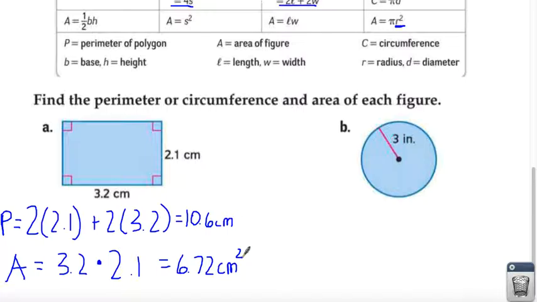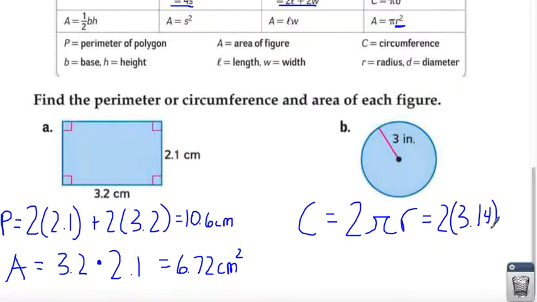For the circle, we don't have a perimeter, but we have a circumference. The circumference is equal to 2 times pi times the radius, which equals 2 times, we'll use 3.14 for pi, and the radius is 3, and we get 18.84 inches.